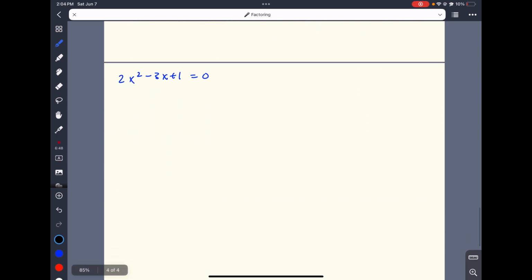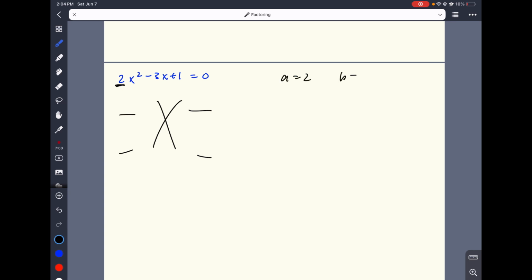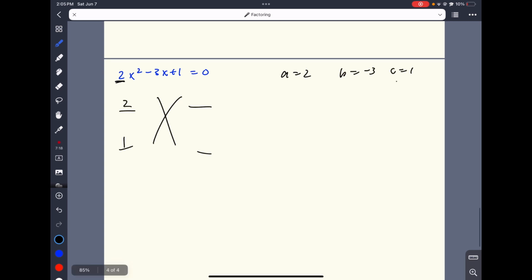Now, let's move on to our final problem, which now has a coefficient of 2, as you may see here. So then when we set up our cross multiplication again, we have a equals 2 this time, b equals negative 3, c equals 1. So two numbers that multiply to 2 would be 2 and 1. So in this case, we wouldn't have 1 and 1, we would have 2 and 1. And again, over here, we want to see what two numbers multiply to 1 for c.